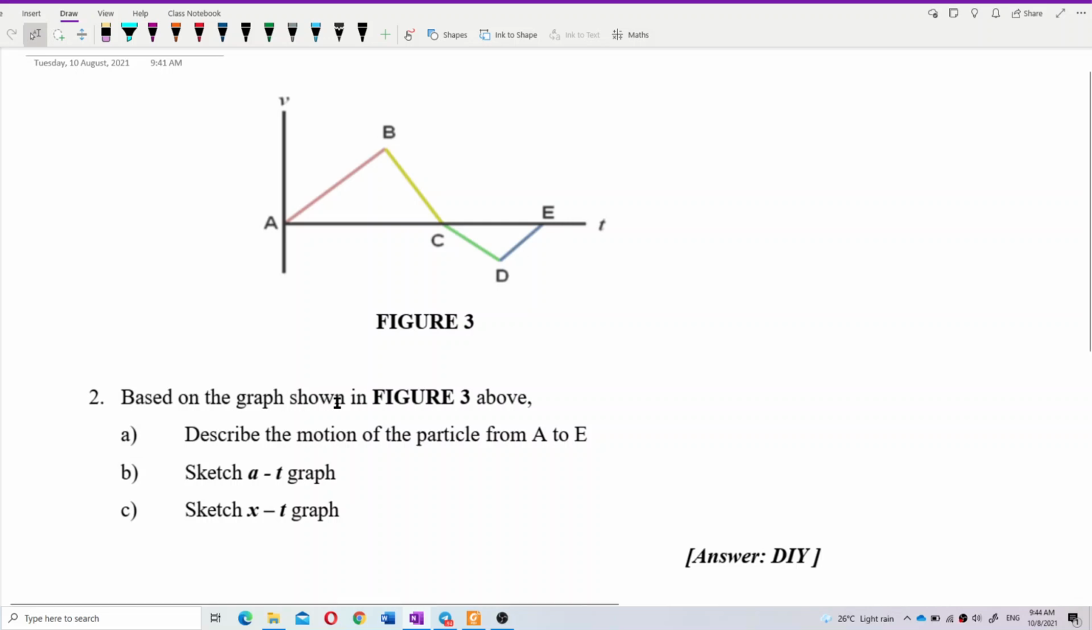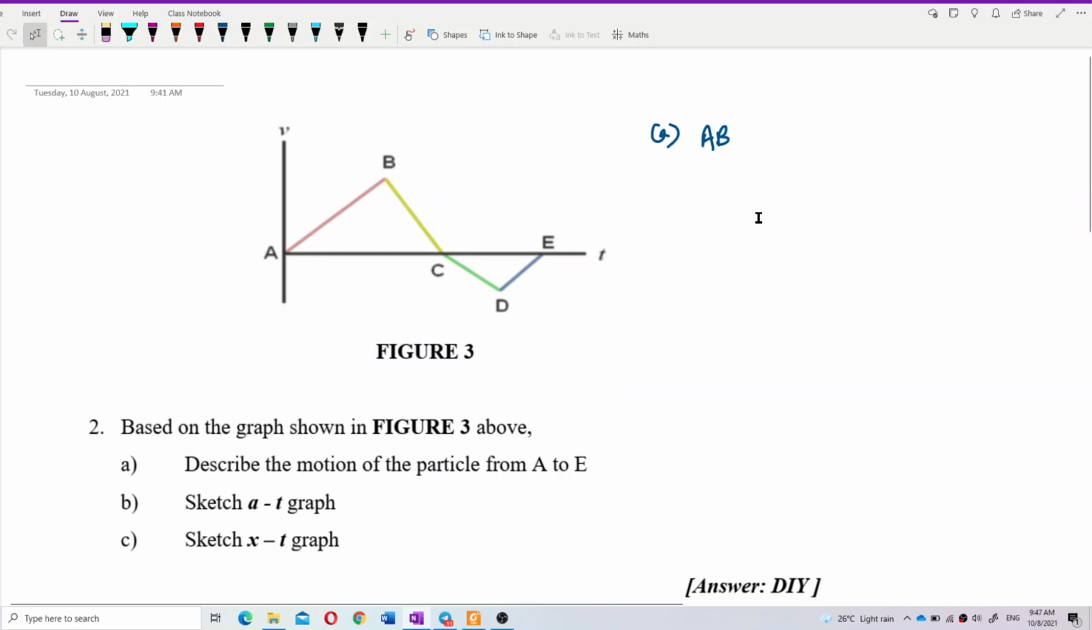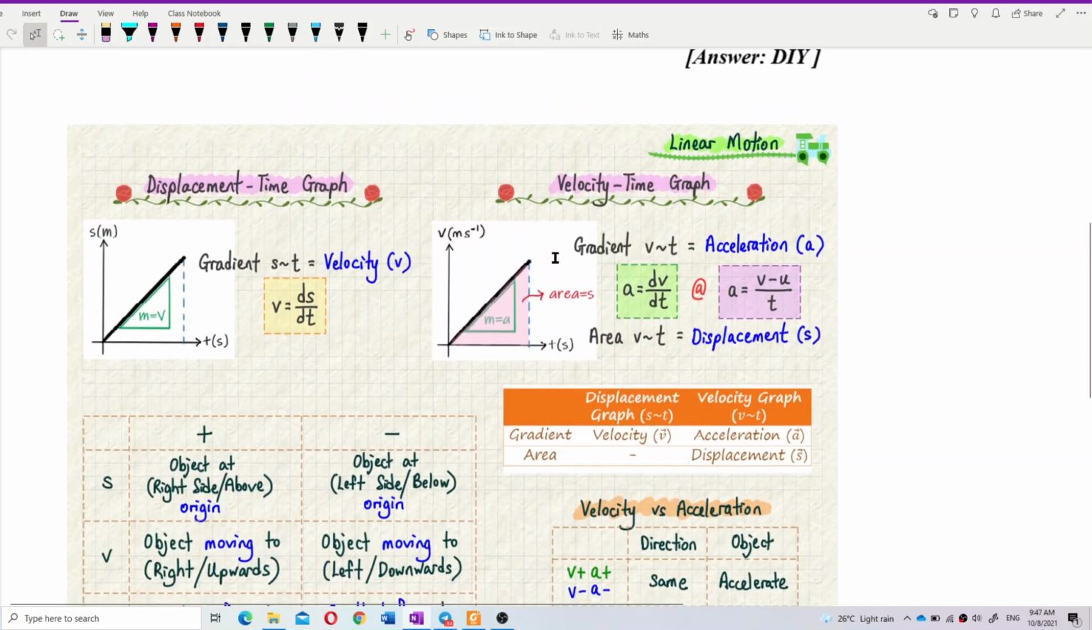Based on the graph shown in figure 3 above, describe the motion of the particle from A to E. Let us look part by part. Look at AB. Question A. There are two things you need to know about a velocity graph. First of all, let us look at the meaning.